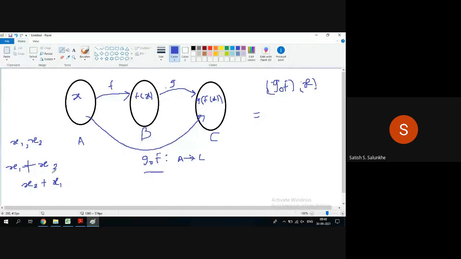So for all possible values, if x1 plus x2 is equal to x2 plus x1 is true, then we say the operator satisfies the commutative property. Similarly, we need to check whether composition also satisfies the commutative property or not. That means we need to identify whether FOG is equal to GOF. This we need to check. So what is your opinion? Whether it is satisfying or not satisfying? What is your guess?